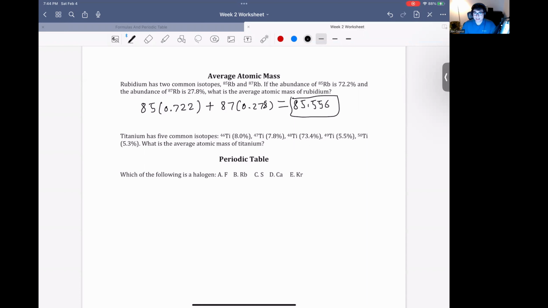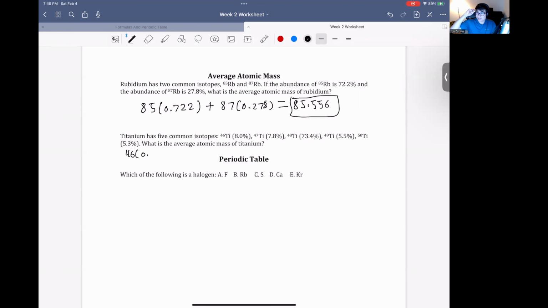All right, next it says titanium has 5 common isotopes. So you have titanium 46, 47, 48, 49, and 50. What is the average atomic mass of titanium? We're just going to do the same thing here. It's more of them, but it's exactly the same. We're going to take each atomic mass and multiply it by its percent in decimal form.